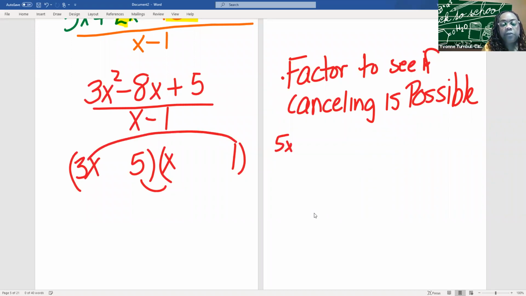These two are going to give me a 3x. When I add them together, I should get 8. And they're negative, so they're both going to be negative. And when I multiply -5 and -1, I get positive 5, so I know I did it well. I was trying to get my middle term. And I did get my middle term.